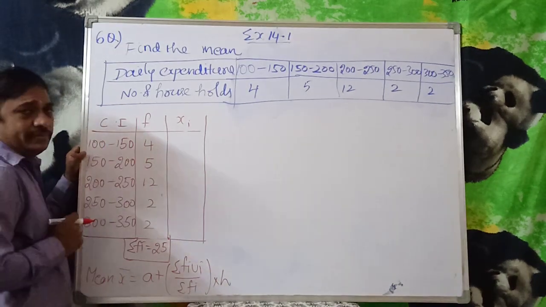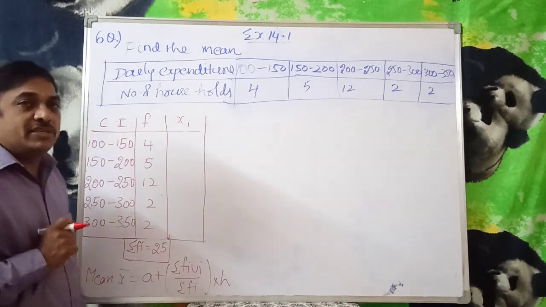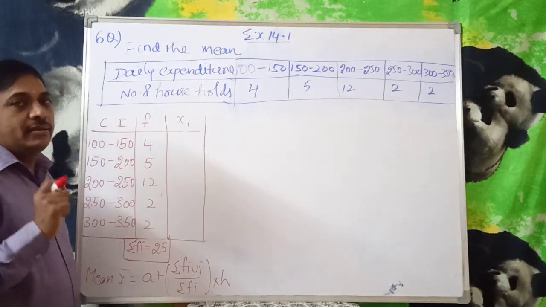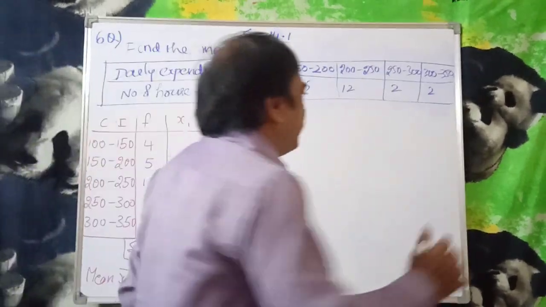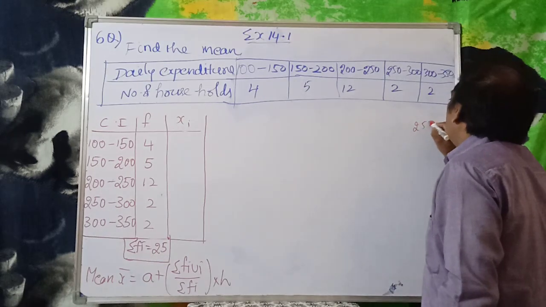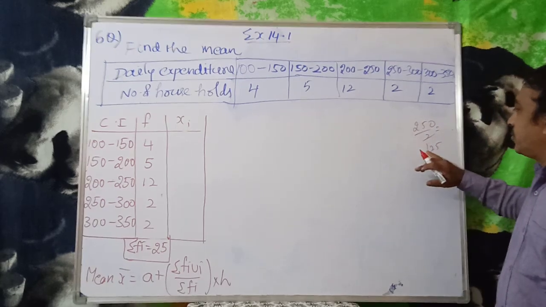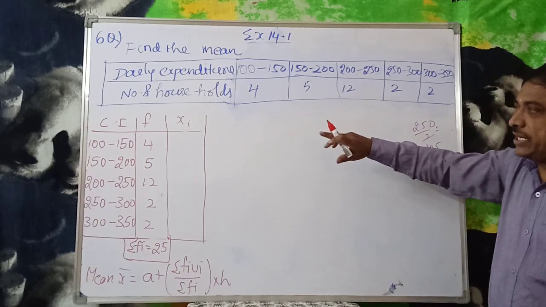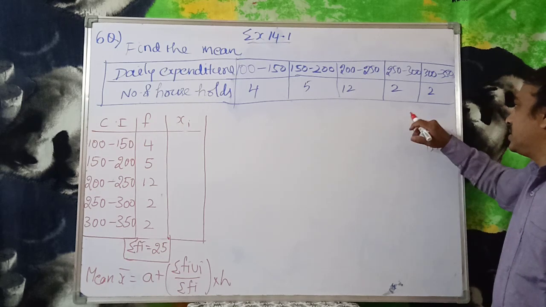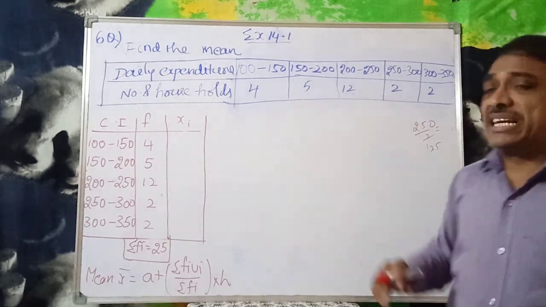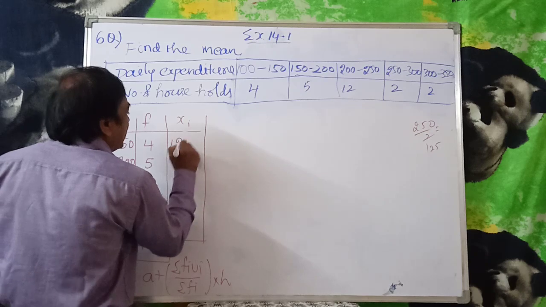100 plus 150. How much will you get? 250. So 250 divided by 2, how much will you get? 125. 100 plus 150 is 250; if you divide by 2, 125. So the first class mark is 125.